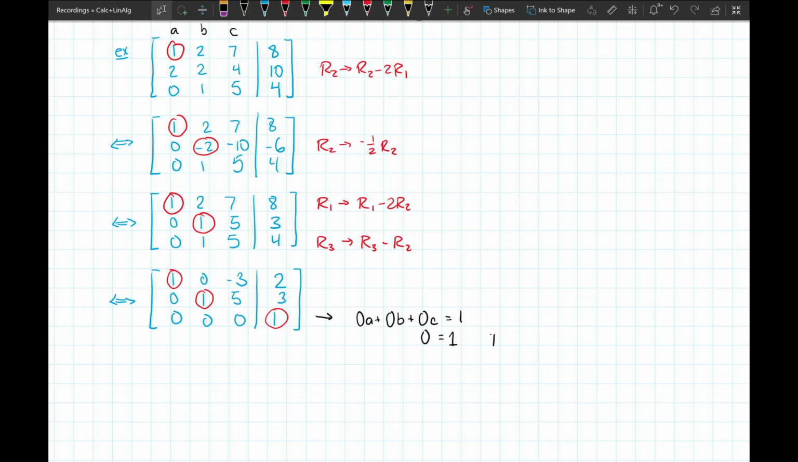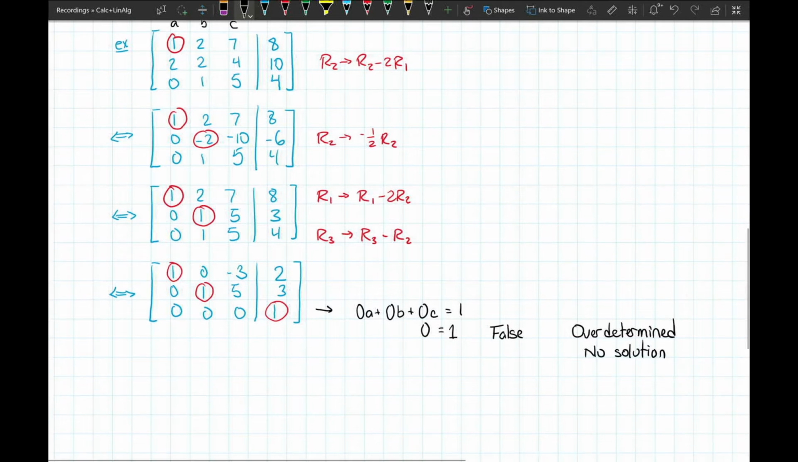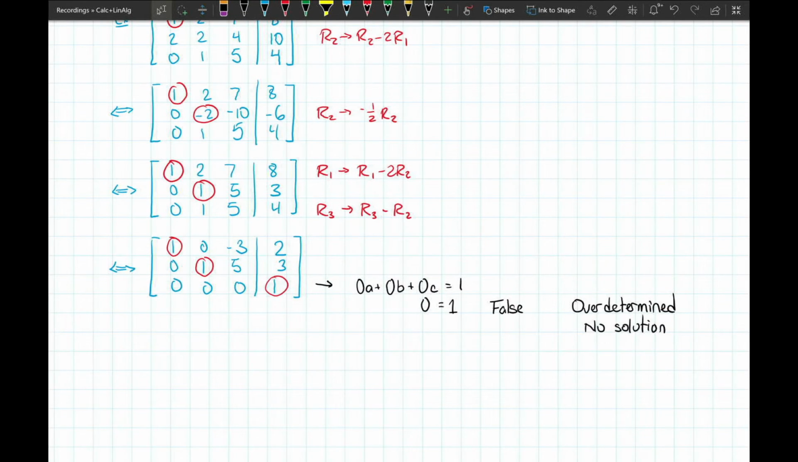So this is false, and that means that no matter what the values are for A, B, and C, there's no solution, and this would be an overdetermined system. In other words, there's no solution. And of course, there'd be no way to represent this as an ordered triple.